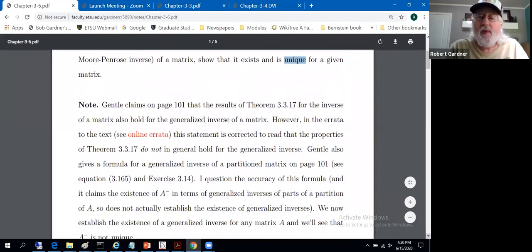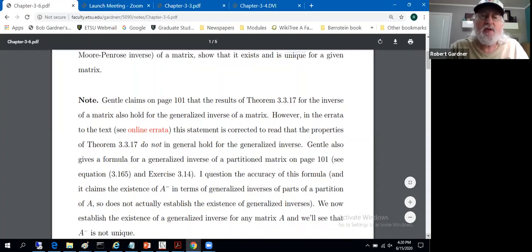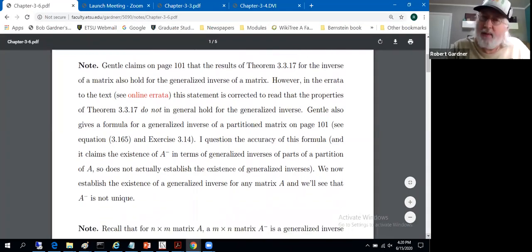And I need to address some comments made in our textbook. So the following comments apply to the first edition of Gentle's book. The second edition I don't have access to. I'm not sure if they've corrected it or not. There is a second edition out. It came out in I think about 2018.